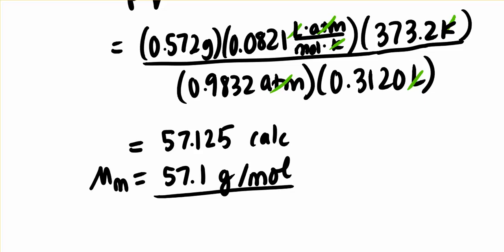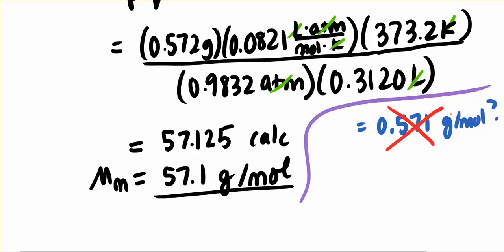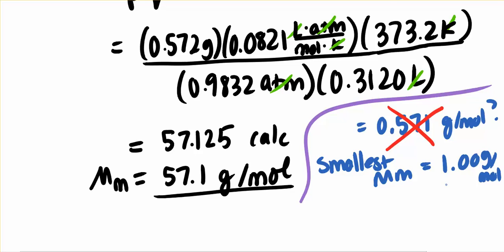What if I had gotten a number, just for example, something like this? Would that be possible? That's not possible. Molar masses can't be that small. Why? What's the smallest molar mass that you could get? The smallest molar mass is 1, for hydrogen. Hydrogen is 1 gram per mole. Okay, so that's not possible.